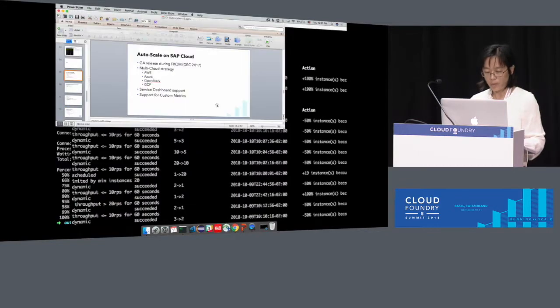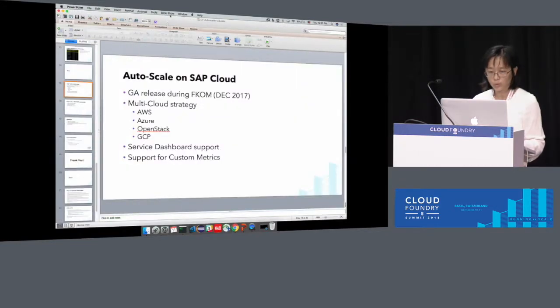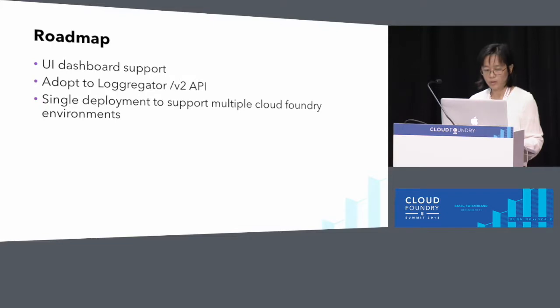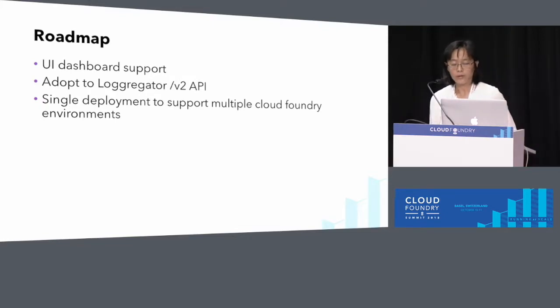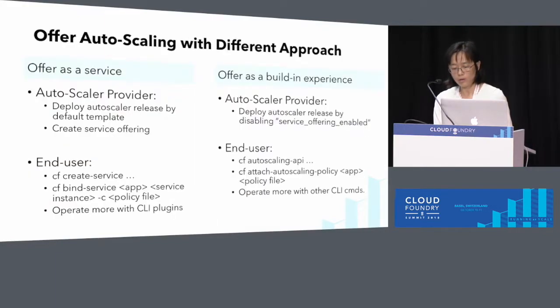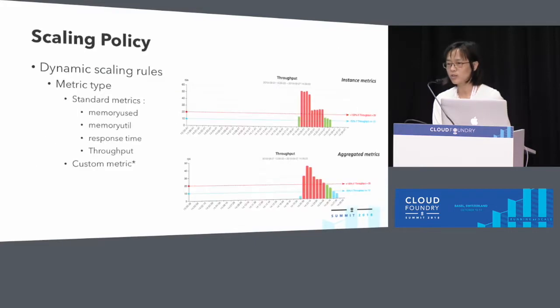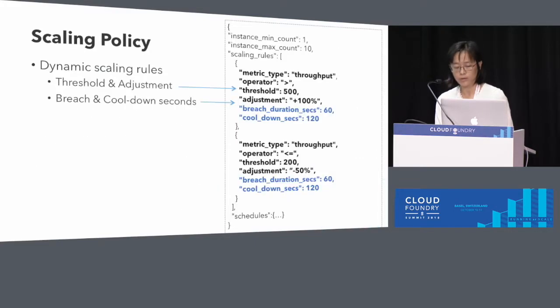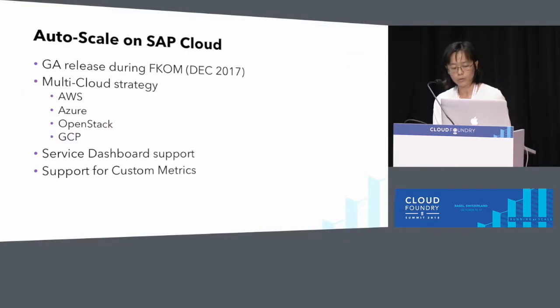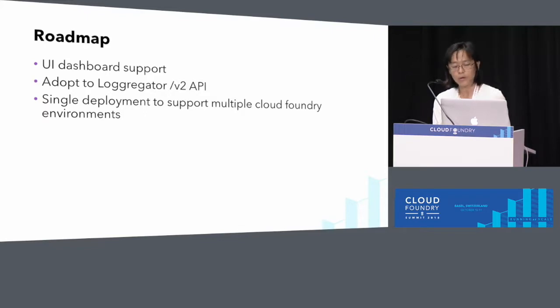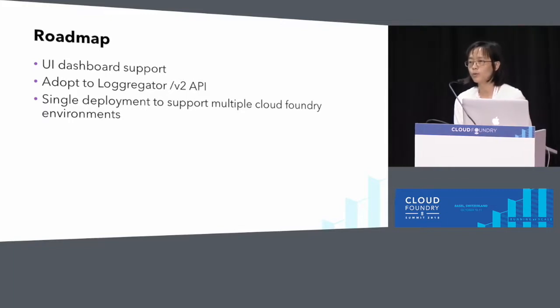Okay, that's all for the demo, and let's talk about the roadmap. In the later months, we will add the community version of the UI dashboard support for AutoScaler. You may have a look at this nice chart. This is a metric chart for the AutoScaler. So we will contribute this code to the community so that you have a community version of the AutoScaler UI dashboard. And also, currently we are collecting metrics from log aggregator with the V1 API, and we will switch it to the V2 API to align with the latest stress.